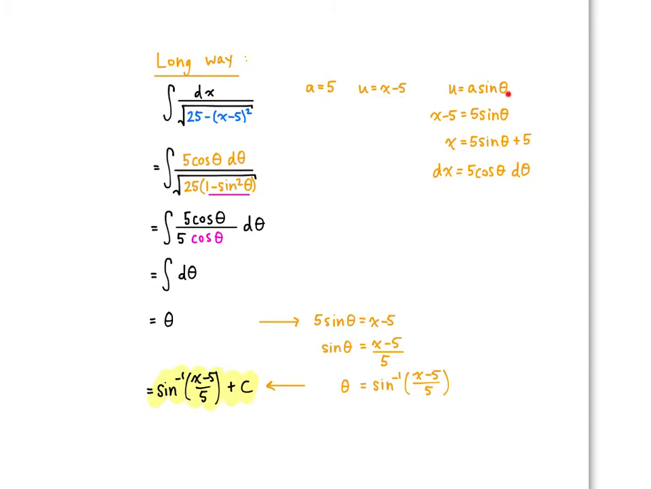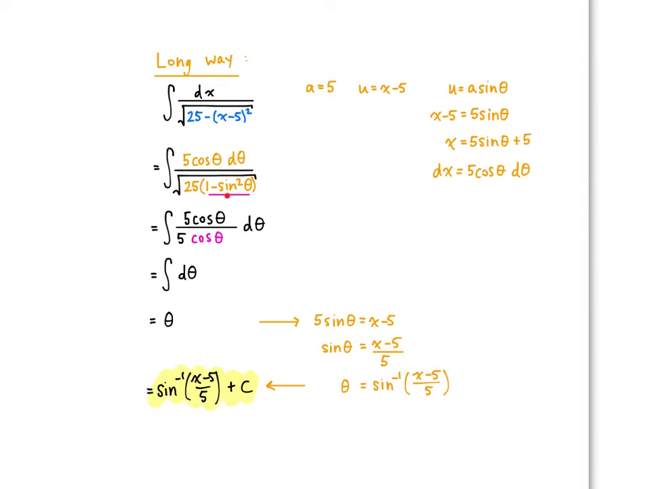Then using that trig substitution, if u is a times the sine of theta, then x minus 5 equals 5 sine theta. So x is 5 sine theta plus 5. And then dx is going to be 5 cosine theta d theta. So now we can use that trig substitution, 5 cosine theta d theta for dx. And then I factored out a 25 right away. When we square these, we can factor out that 25.